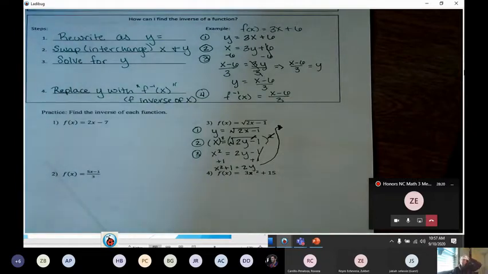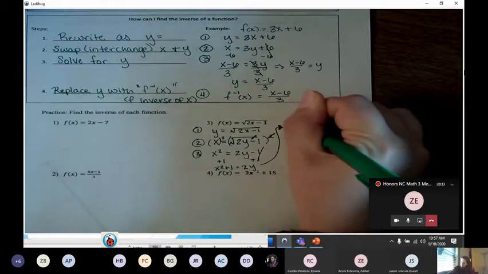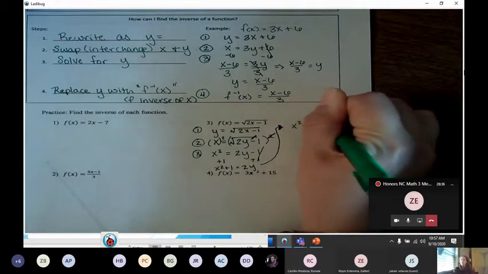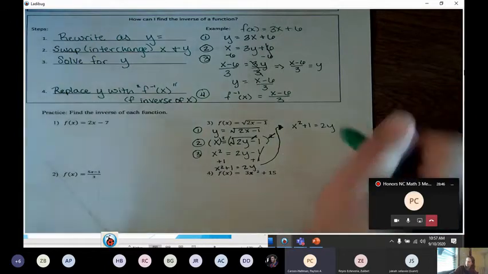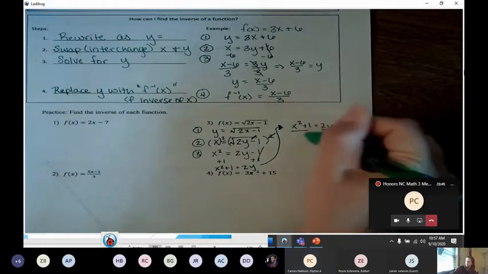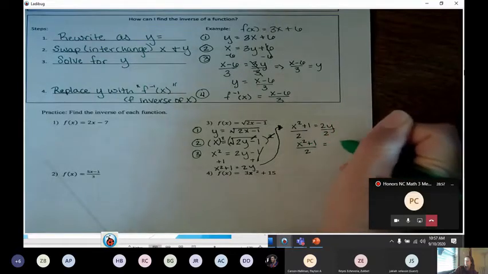Peyton, I need you to do the very last step for me. How do I get that 2 away from the y? I'm going to rewrite it up here so that we have more space. X squared plus 1 equals 2y. So Peyton, how do I get rid of that 2? I was going to say divide. Yeah, perfect. Okay, so now I have x squared plus 1, thank you very much, Peyton, over 2 equals y.